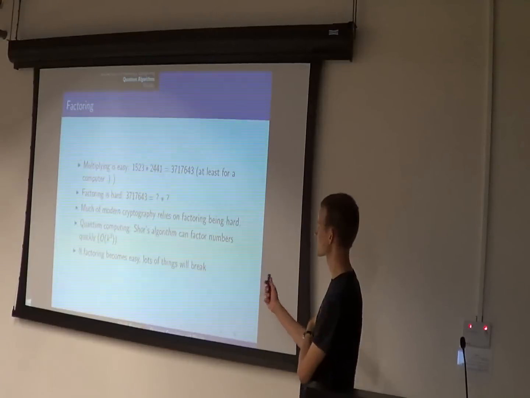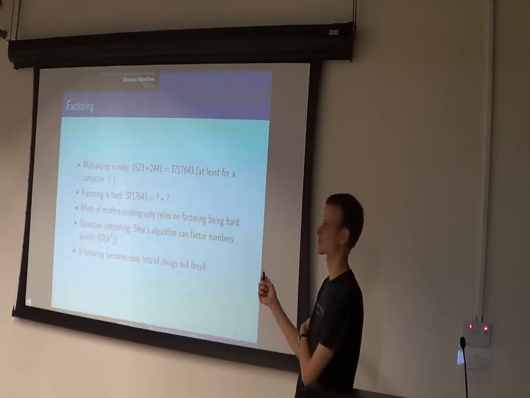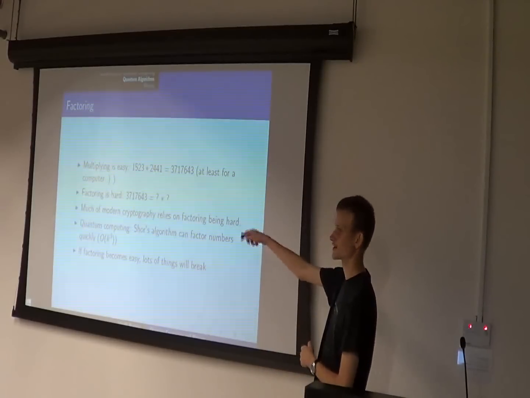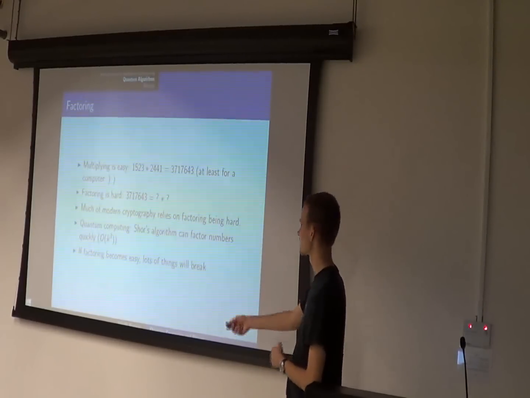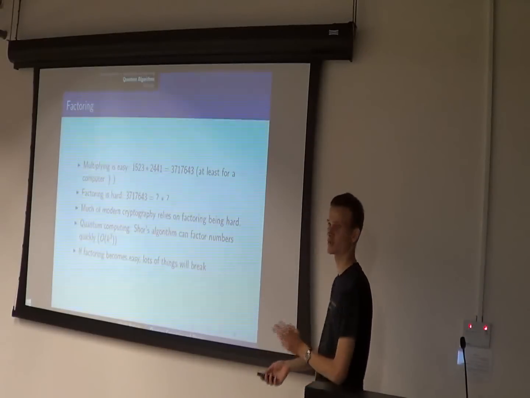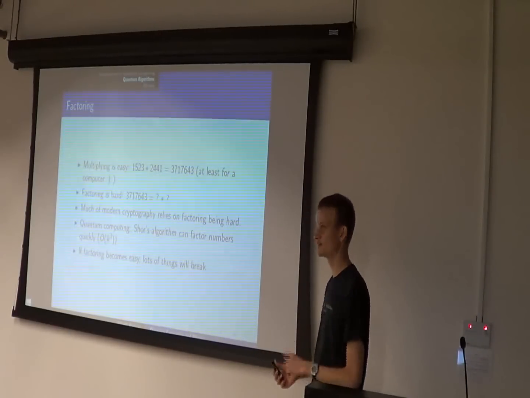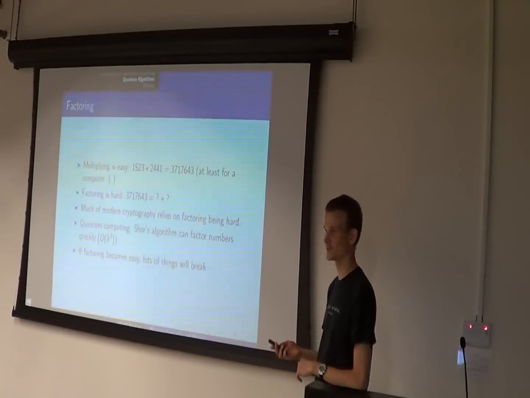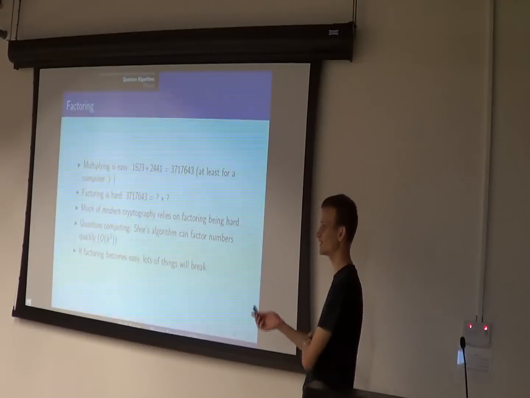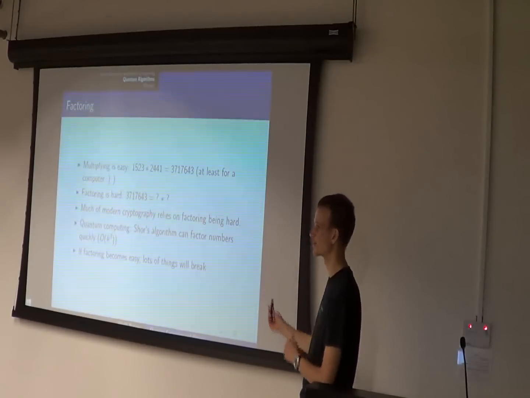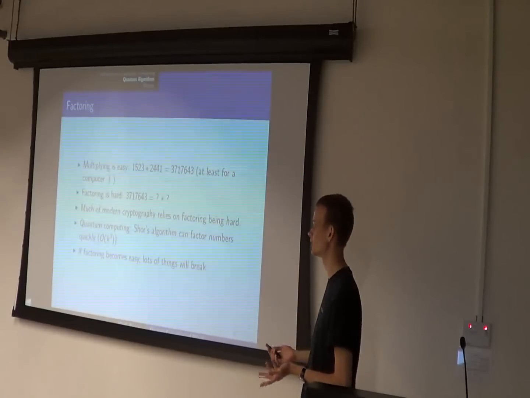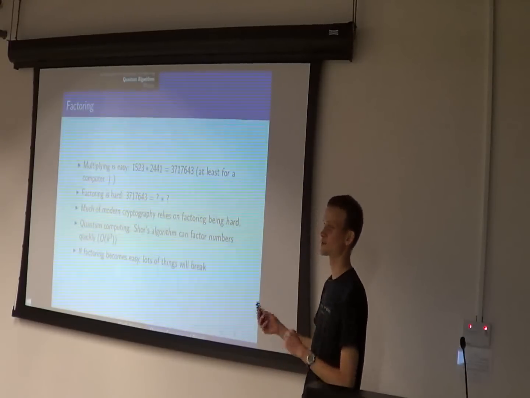Okay. So here's one problem that quantum computing can solve. Factoring. What is factoring? Now, multiplying numbers is generally fairly easy. So here you have 4-digit numbers. 1523 by 2441 gives you 3717643. For a computer, that's easy. If you personally train hard enough, you can do it too. But on the other hand, factoring is hard. So if you have 3717643, how do you know what factors that number came from?